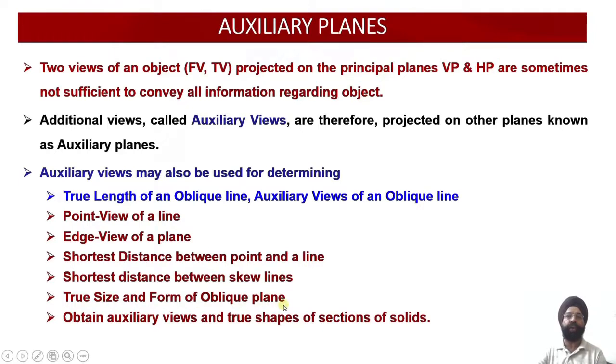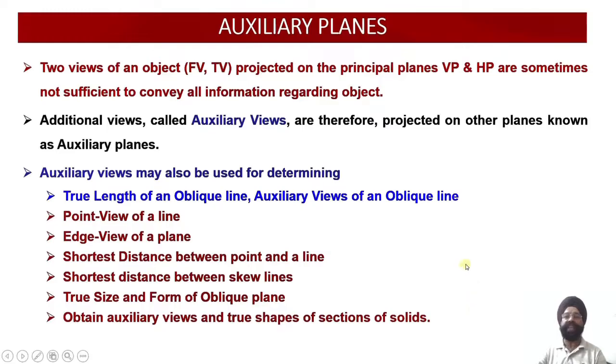Similarly, other applications of the auxiliary views are obtaining the true size and form of the oblique plane. Whenever we have oblique planes, since they are inclined to both HP and VP, the front view as well as the top view, which are projected on the principal planes VP and HP respectively, will not be able to provide us with the true shape and the true size of the oblique planes. So we are going to require auxiliary planes or the auxiliary views to work out the true shape and the size of the oblique plane. Similarly, the auxiliary views are required to evaluate the true shapes of the cut sections of the solids as well.